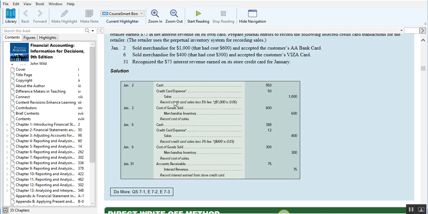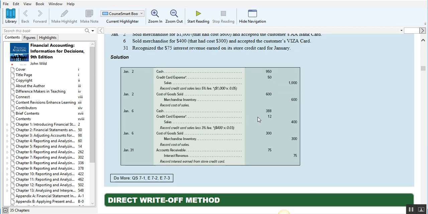When we do this and we're recording our inventory based on a perpetual system, we're going to debit cost of goods sold and credit merchandise inventory for the actual cost of that merchandise. So the merchandise sold for $1,000, but it actually cost us $600. So we're showing that here.